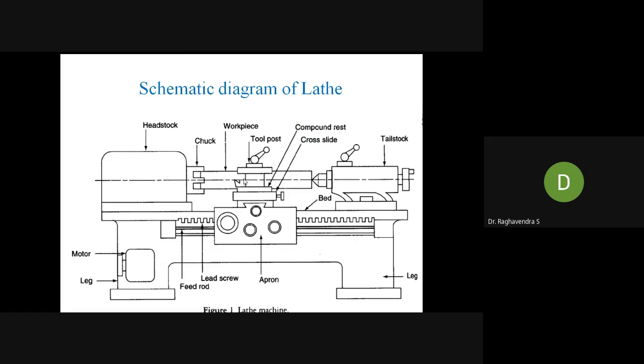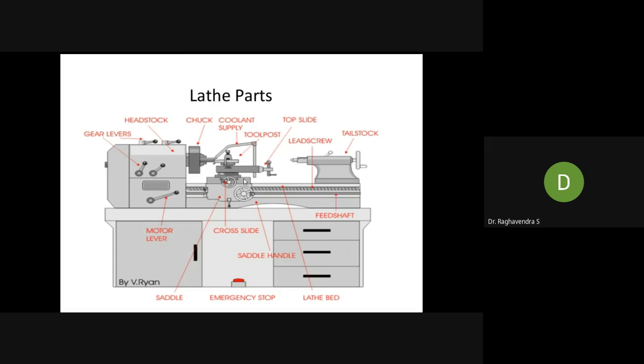This is a schematic diagram of the lathe. You can see the headstock, tailstock, tool post, compound rest, chuck, motor, leg, lead screw, feed rod, and apron, all these things. These are some of the important accessories of the lathe. This is a 3D photograph, where you can see the same things.